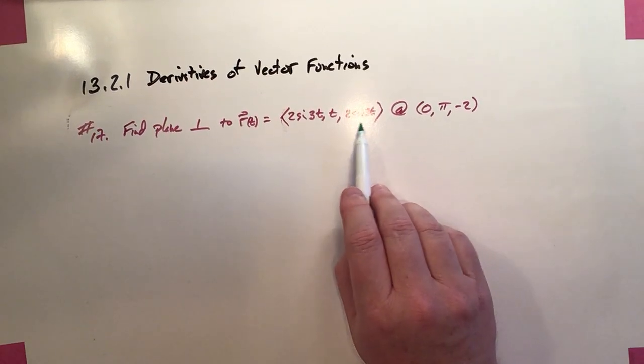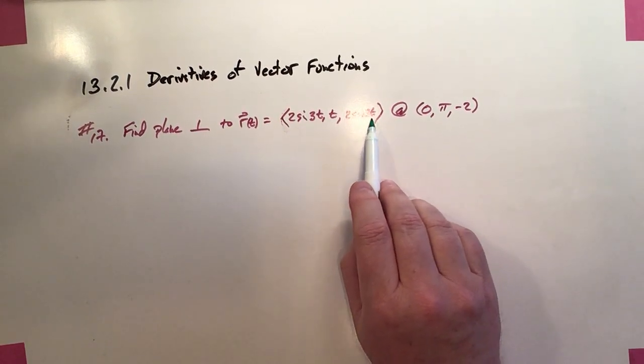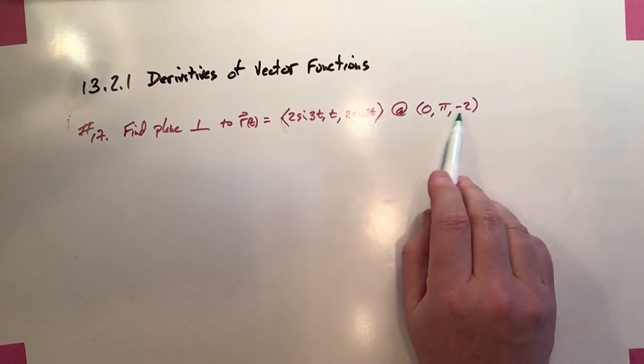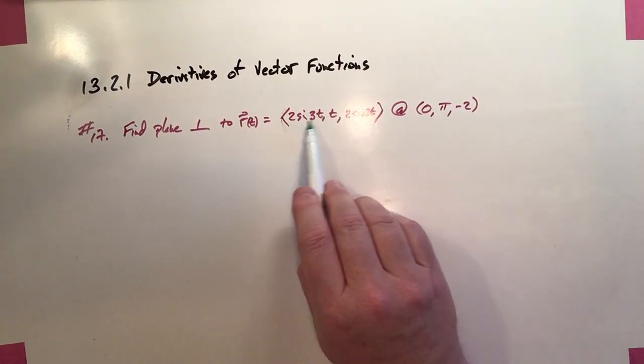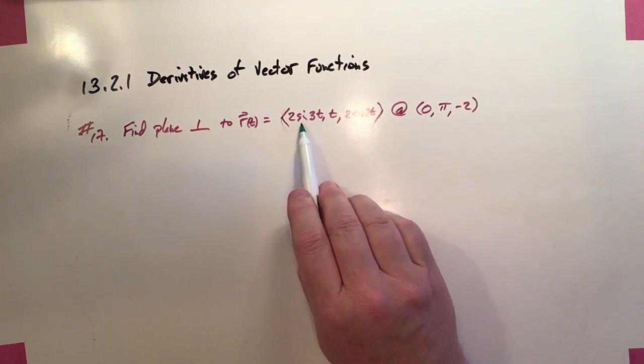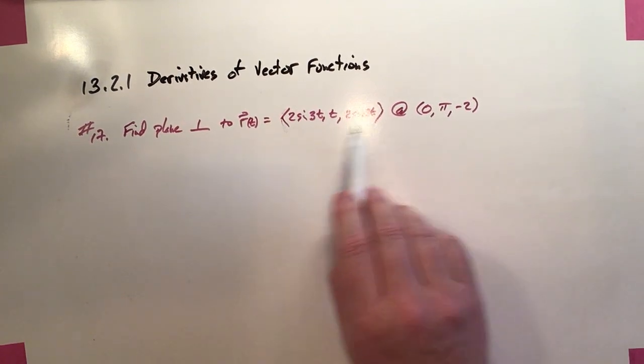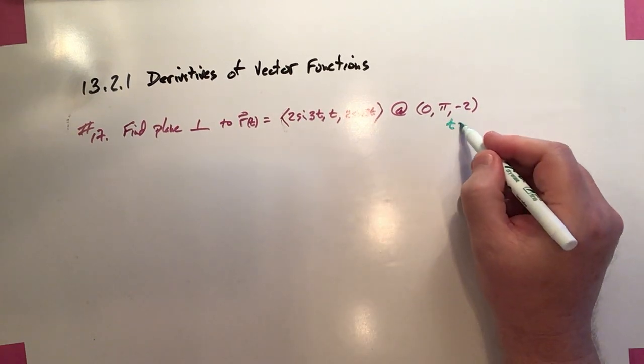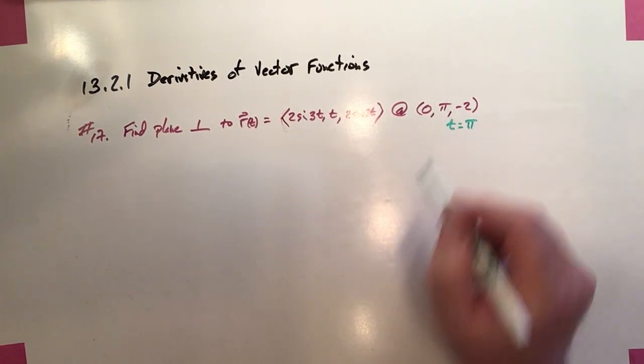Let's check the other 2 points. If this is pi, the cosine of 3 pi is -1 times 2. There it is. And of course, any whole number of pi's in the sine is going to be 0. So there we go. If t is equal to pi, then we generate that point right there.